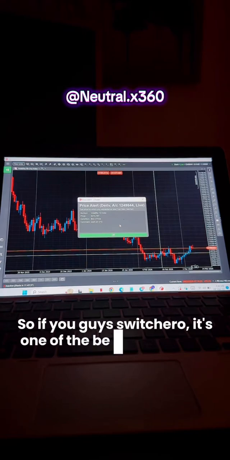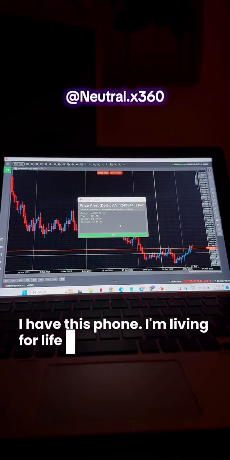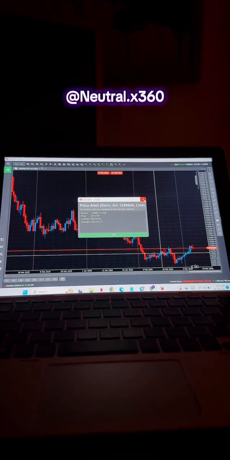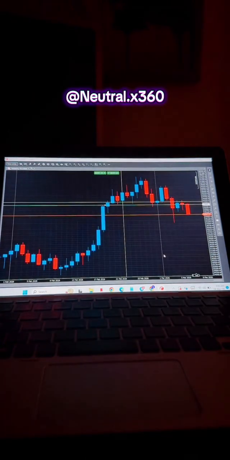If I use Trader, it's one of the best. Even on my Android phone, guys, I have the alerts. So now we know what price is doing. Do you want to enter or not? We know what price is doing at that area.